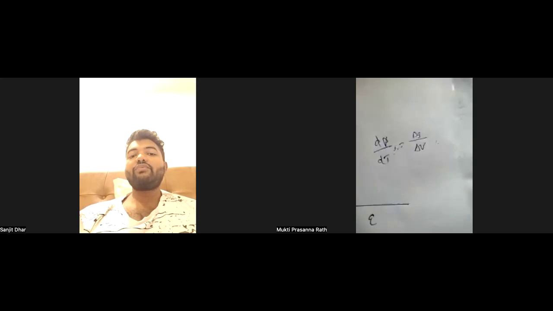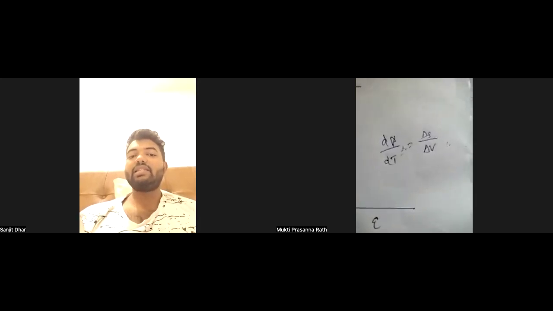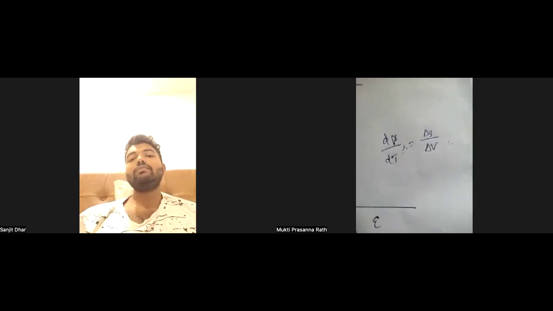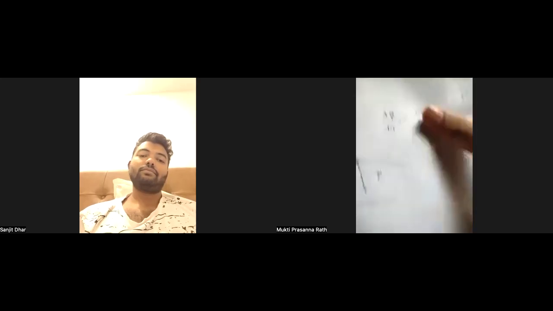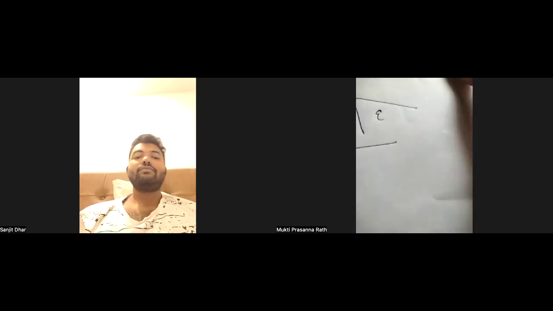Okay. So if both numerator and denominator are negative, that means dP/dT should be positive. Yes, sir. So if dP/dT is positive, then why is your slope becoming negative? Or is there a fundamental thing that you are missing out?